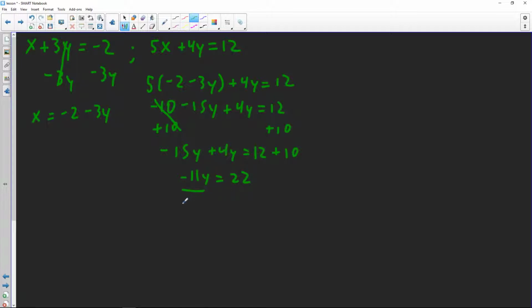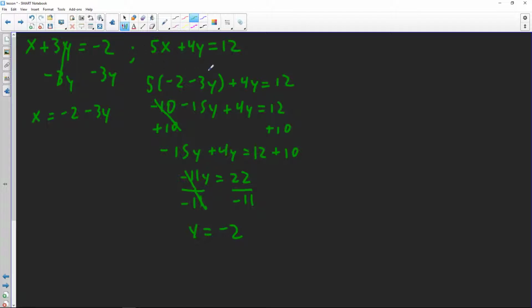We're going to divide by negative 11 to get y by itself. Right, that cancels that out. So we're going to have y is equal to negative 2, because 22 divided by negative 11 is just negative 2. So now that we have y is equal to negative 2, just like when we were solving by comparison, we just sub this y value into one of the original equations to find the x value.